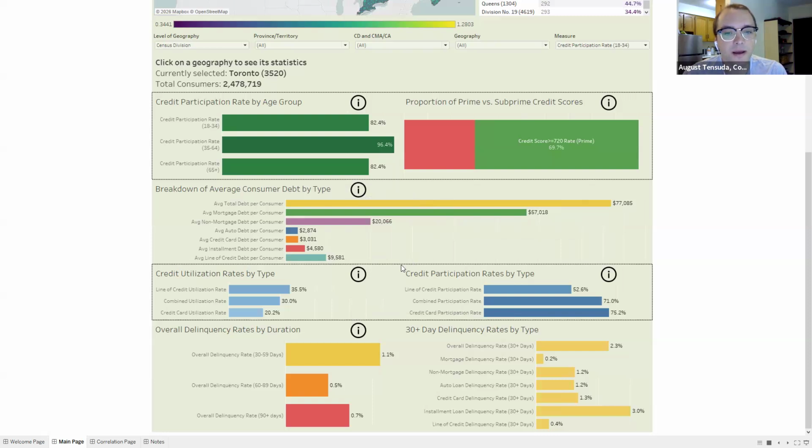So yeah, if we see here, the main burden of debt is coming from the line of credit for non-mortgage within Toronto, at 9,581. The average credit card debt per consumer is 3,000. Average auto is quite low at 2,874.